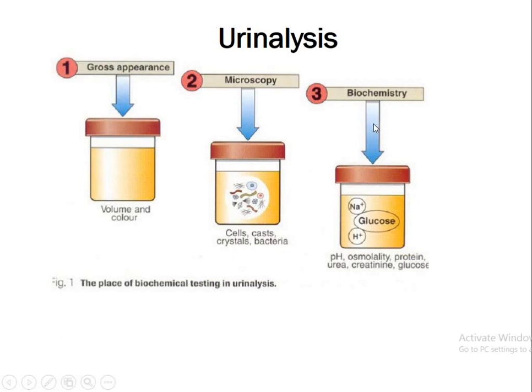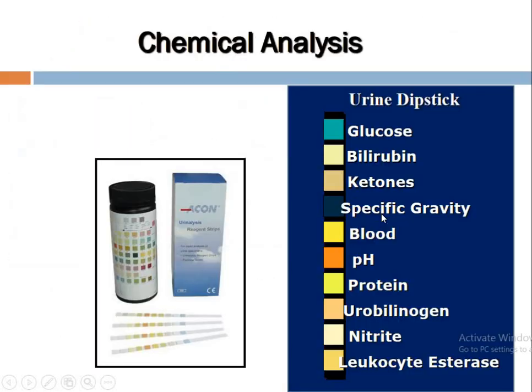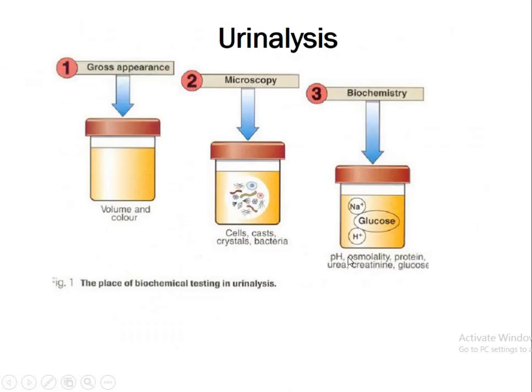And the third part of the urine analysis is the biochemistry, that means you are just assessing the glucose levels and protein levels. You are assessing the pH, osmolarity, creatinine, glucose, and urea level.